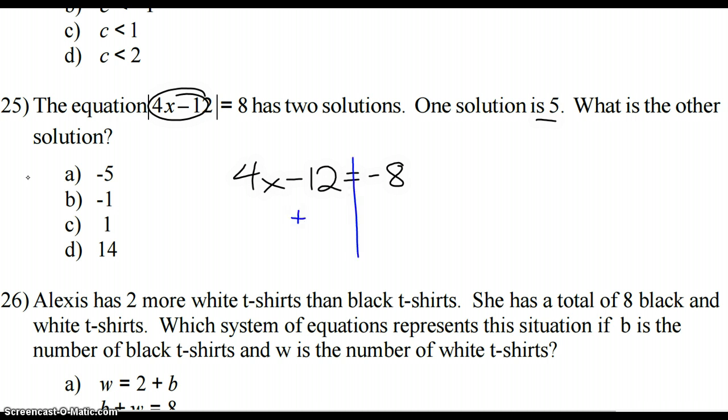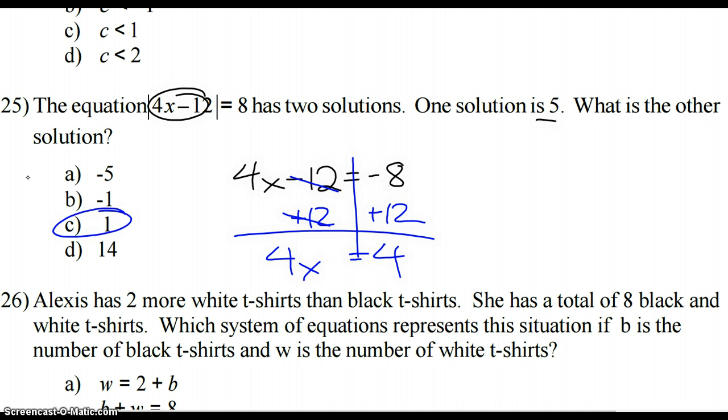You would just add 12 to both sides, and you'd be left with 4x equals 4. Well, 4 times 1 has to give you 4.